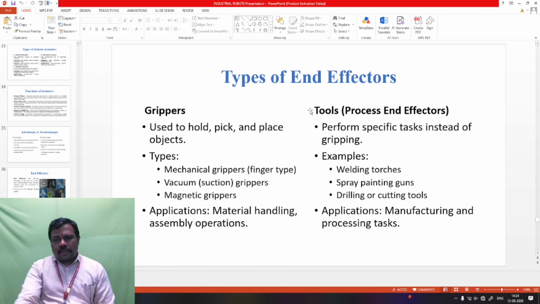In end effectors, another type is the tool. Tools include welding torches, spray painting, and drilling or cutting tools, with applications in manufacturing and processing tasks.